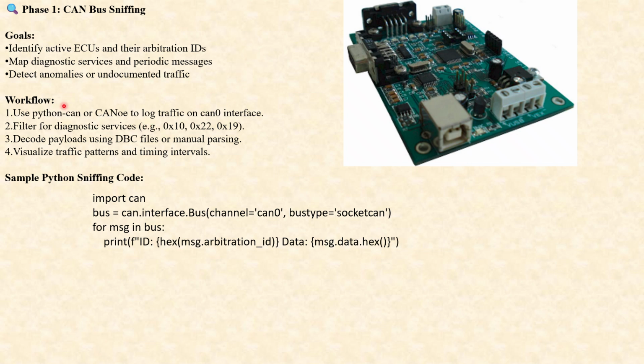And how do you go about it? What is the actual workflow? Use python-can or CANoe to log traffic on the can0 interface. Filter for diagnostic services 0x10, 0x22, and 0x19. Decode payloads using DBC files or manual parsing, and visualize traffic patterns and timing intervals. Now this is the sample sniffing code. If you want, you can copy paste it and use it in the actual project in which you are working.